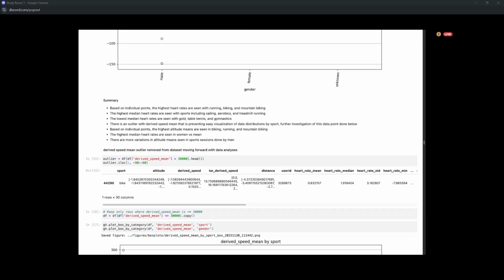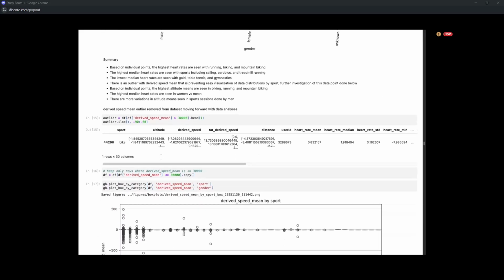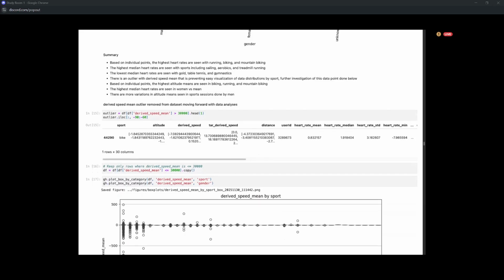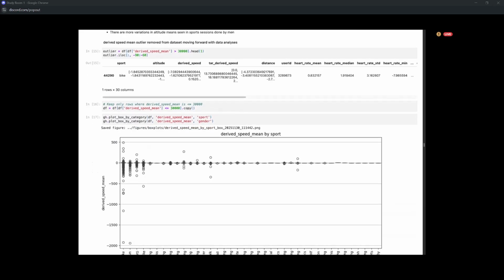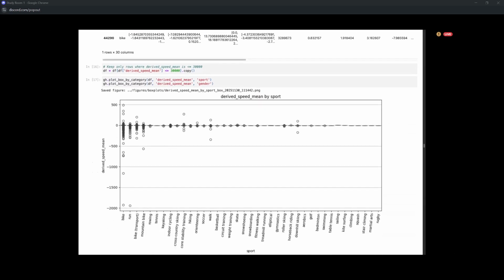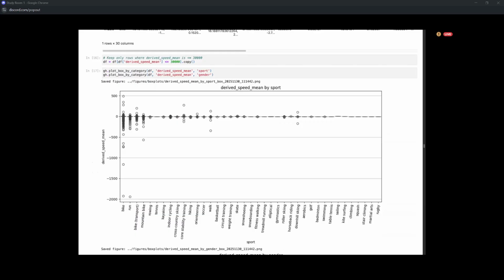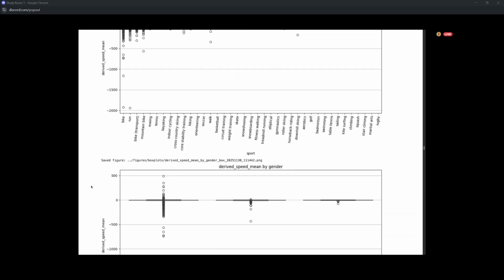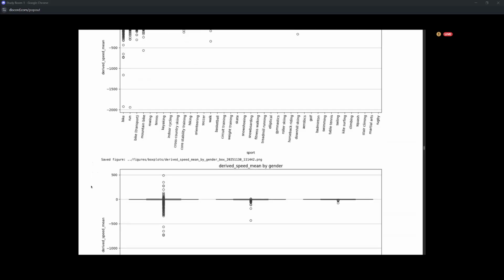Next, what we did was investigated that outlier from the derived speed mean, and we decided to actually exclude it from further analyses of this data set. And then we recreated those categorical box plots looking at derived speed mean by sport and by gender. But then we noticed that we had additional outliers in this data set that prevented us from making any conclusive conclusions about these categories with derived speed mean.